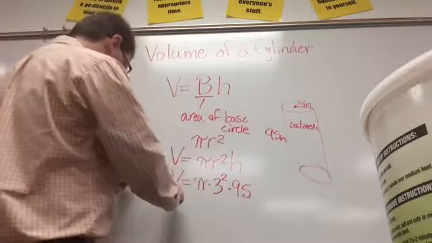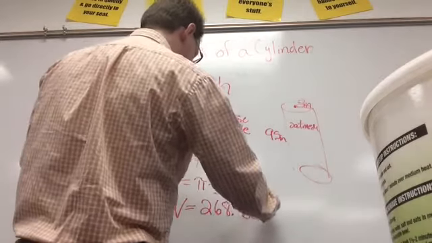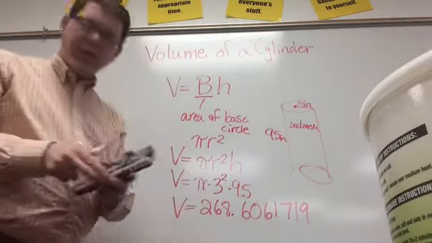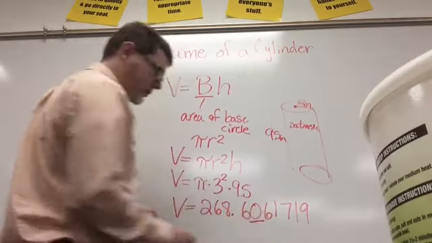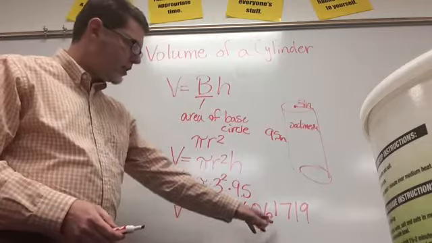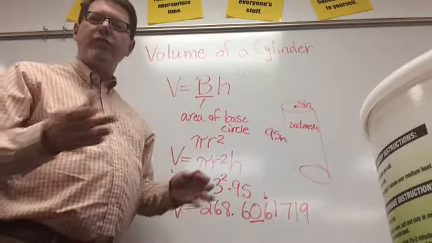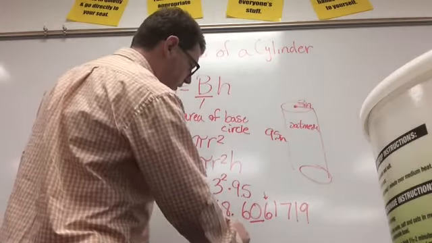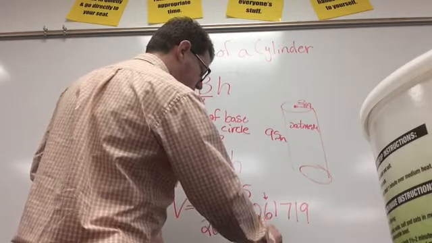So we get V equals 268.6061719. And when we round to the nearest hundredth, we're going to round to the second place after the decimal. That first 6 is tenths, and this is the hundredths. So I look at that 0. What is this 6 telling me to do to the 0? You're right, it's telling me to raise it or round it up. So my final answer is 268.61 inches cubed.